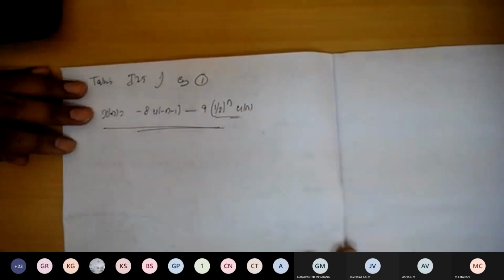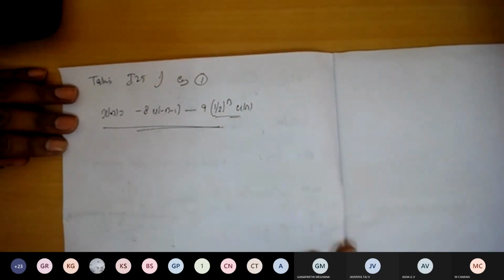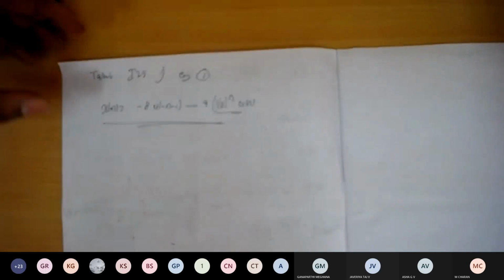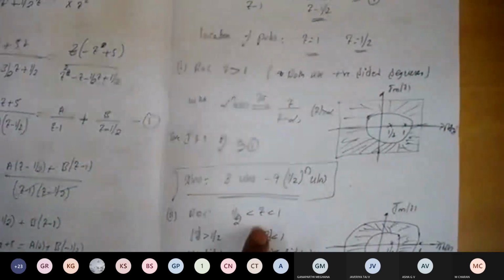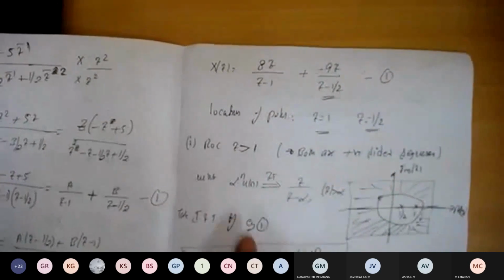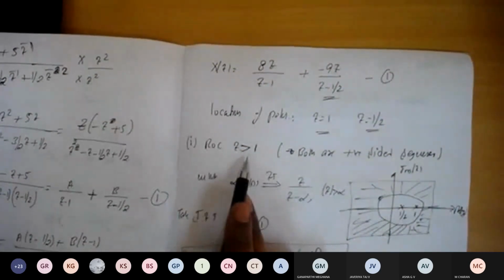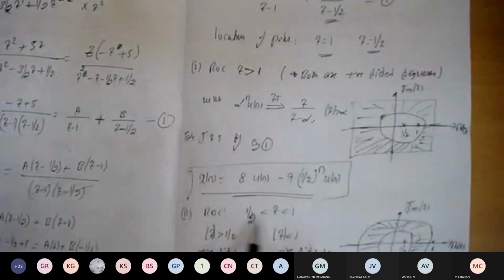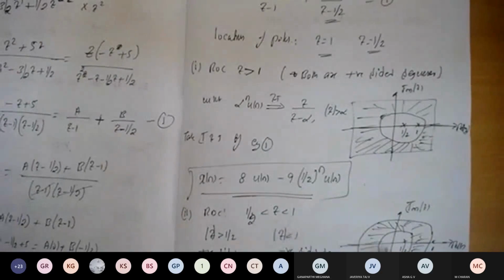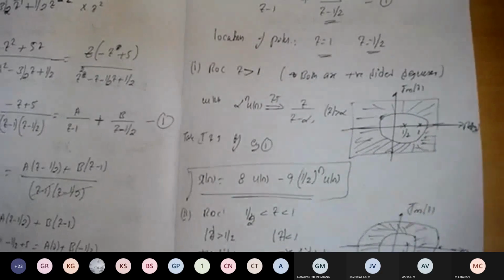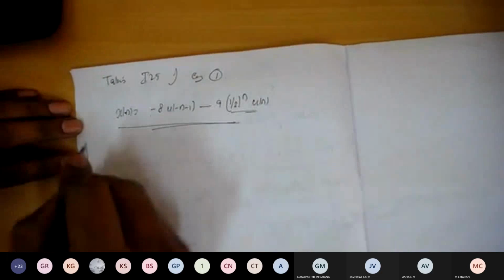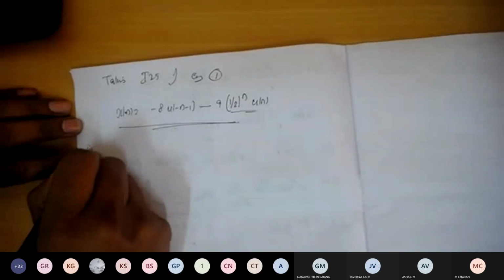Right now, we'll take the third ROC condition. The third ROC condition is inside the circle, where both are negative sided sequences. The earlier case was the positive sided sequence, and this is the double sided sequence where the ROC lies between the two concentric poles. Now we'll consider the ROC which lies inside the circle, that is, both are negative sided sequences. So take case 3.